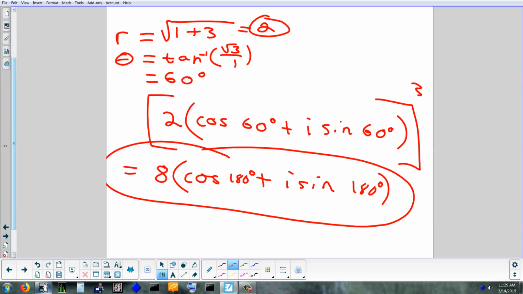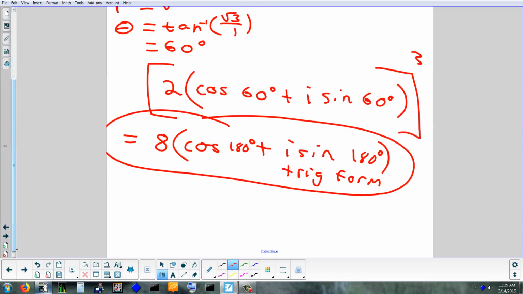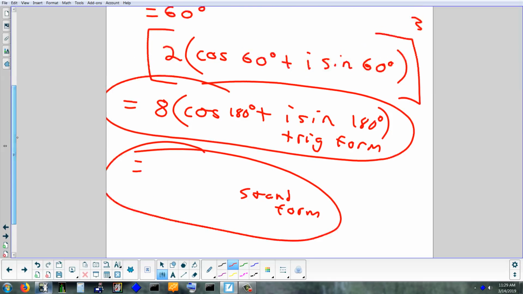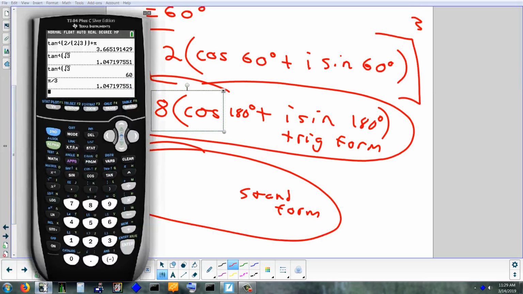We don't need to distribute for everything. So if they say to leave the answer in trig form, then you're done. If they say to put the answer in standard form, I'll show you how to do it. Very simple. All you do is distribute 8 to the cosine 180. You just type that in your calculator. 8 cosine 180. Write down what you get.